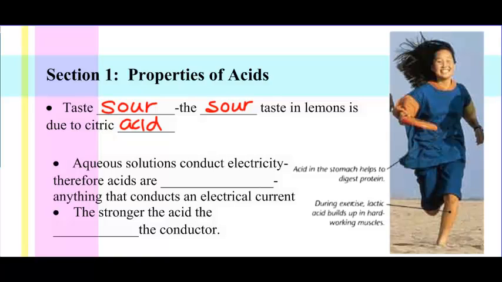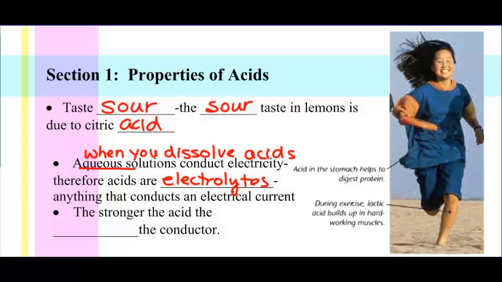What it means is when you dissolve acids in water, they'll conduct electricity, and there is a name given to anything that, when you dissolve it in water, conducts electricity. They're called electrolytes. Gatorade's loaded with them. All that it means is if you took Gatorade and tested it, it would conduct electricity. An electrolyte is just a moving charged particle in water that allows that substance to conduct electricity.